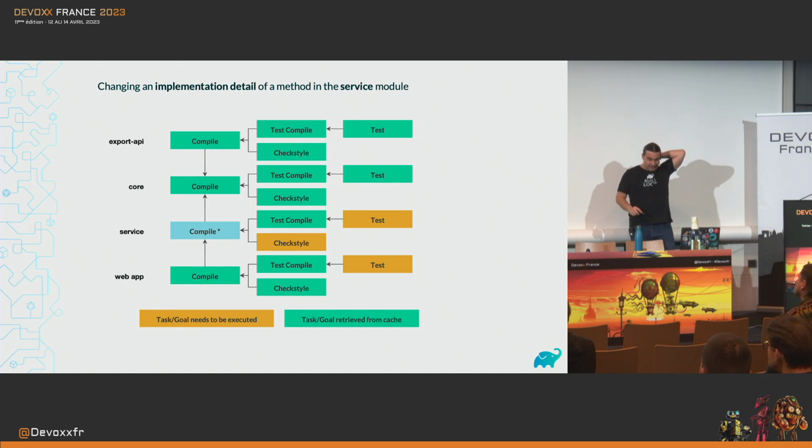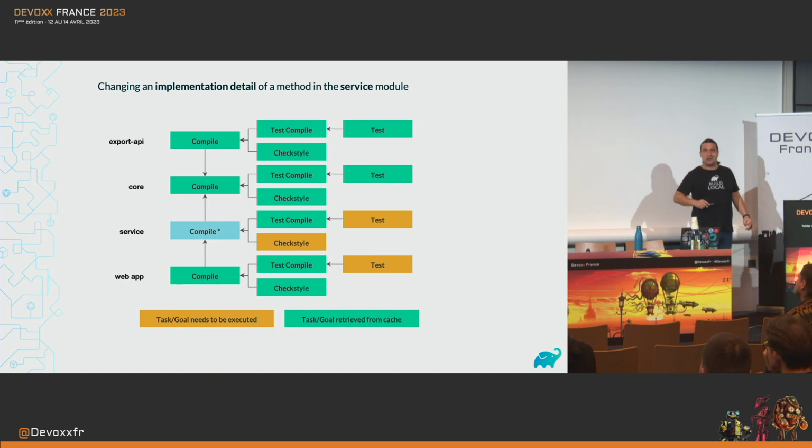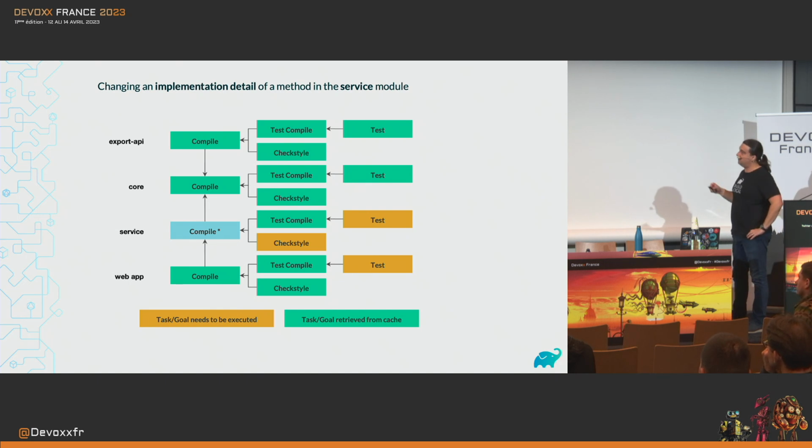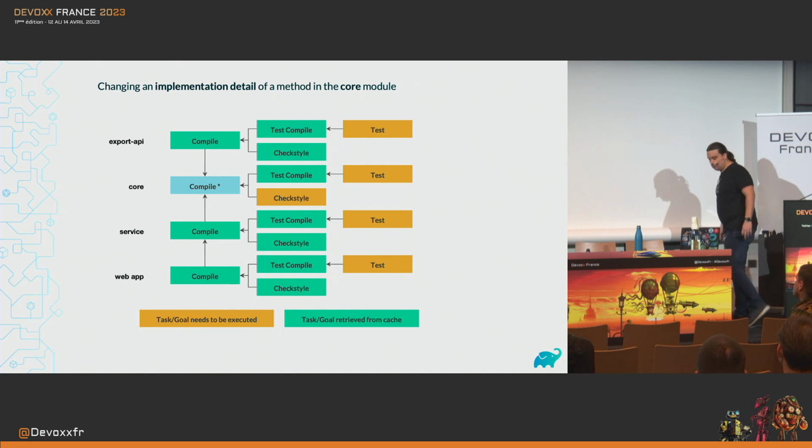What about changing an implementation detail of a method in the service module? So not changing the public method, but just an implementation detail. Well, in that case, we have to compile the code. We don't have to recompile the test because we didn't change the public method, but we do have to run it. We do have to check style it because we changed the code here. And we have to run this test again, but we don't have to recompile the test or run check style or recompile any of this. And all of this can get pulled from cache as well, right? Starting to see some of the benefits here.